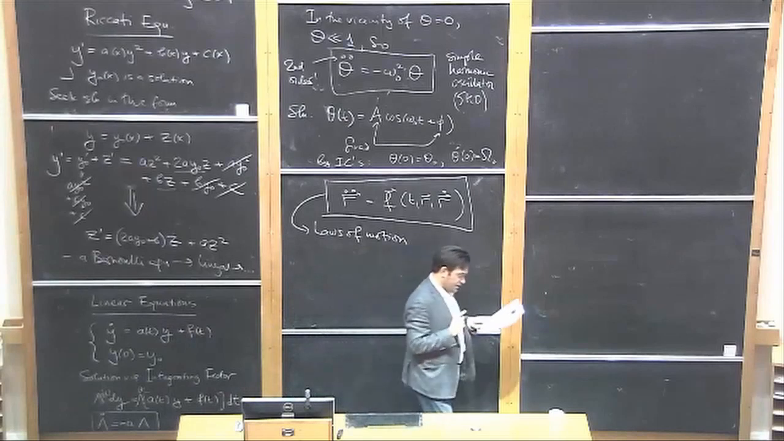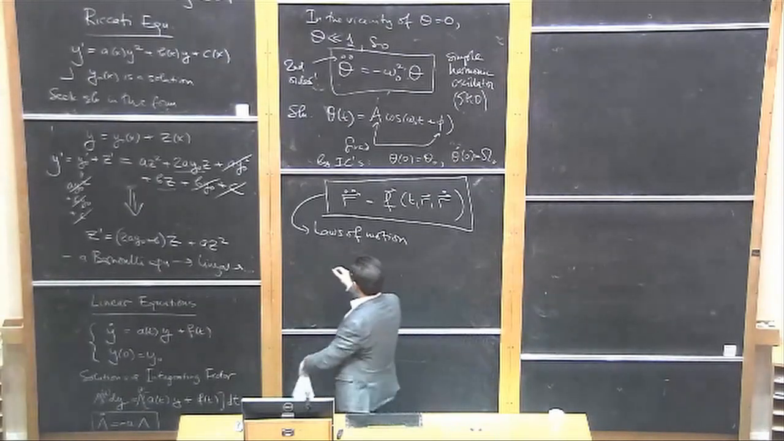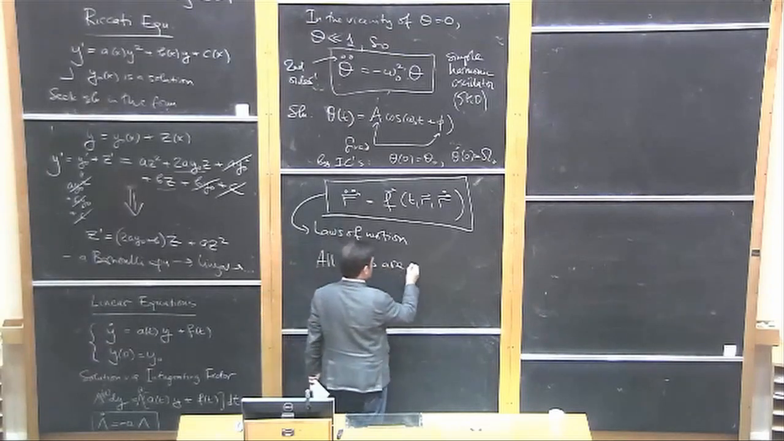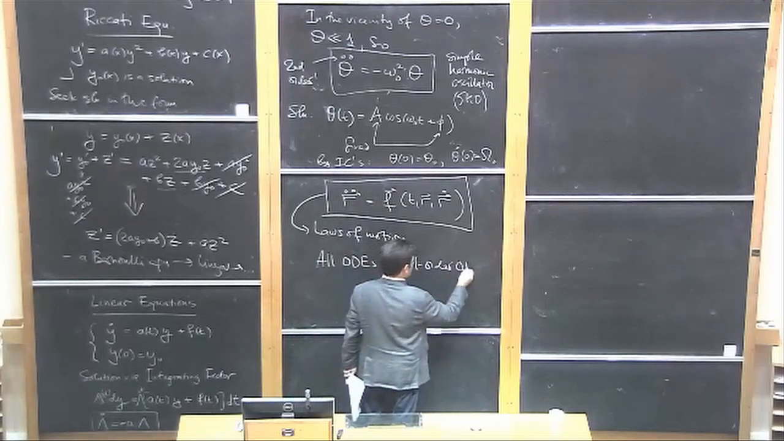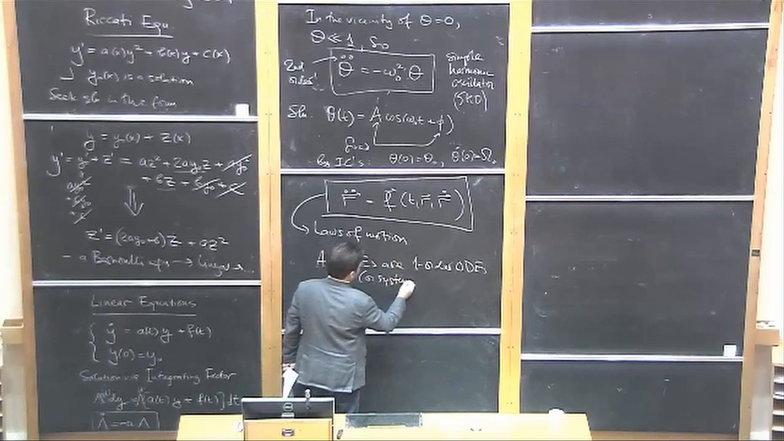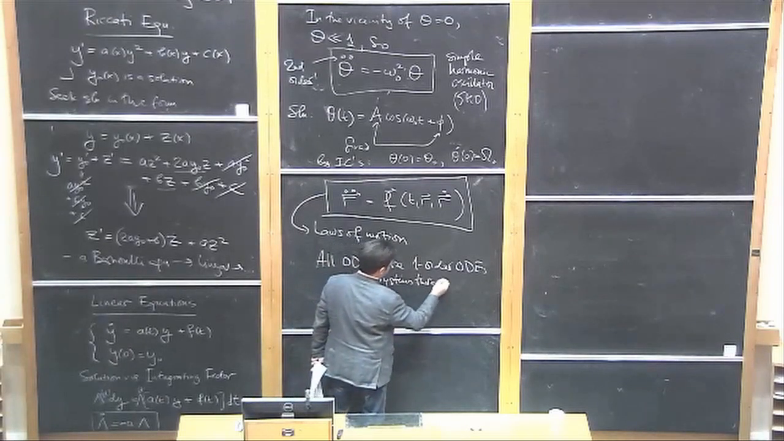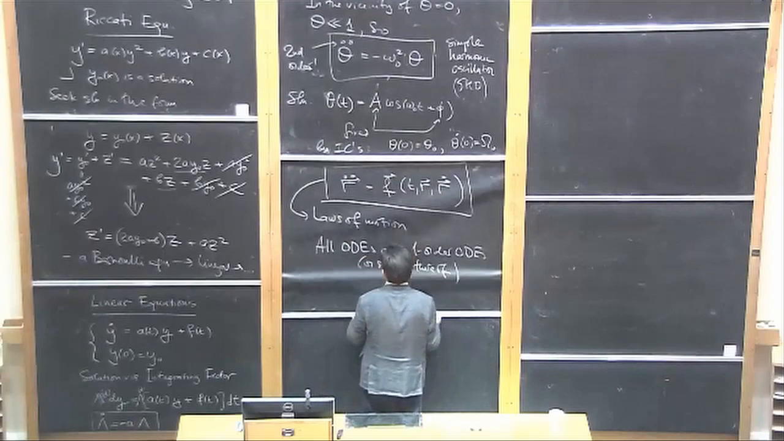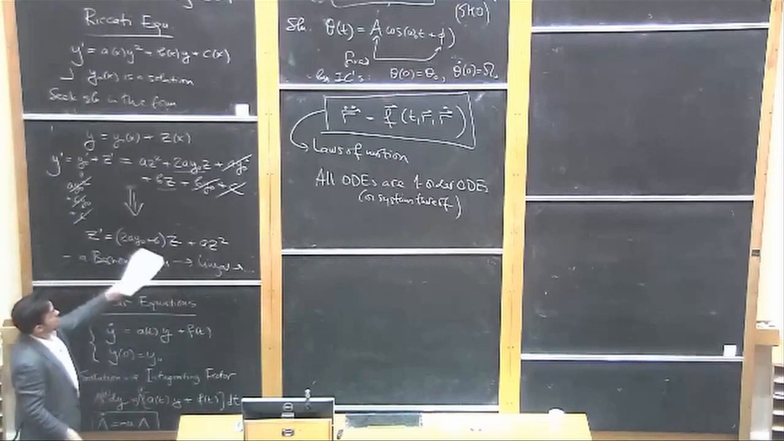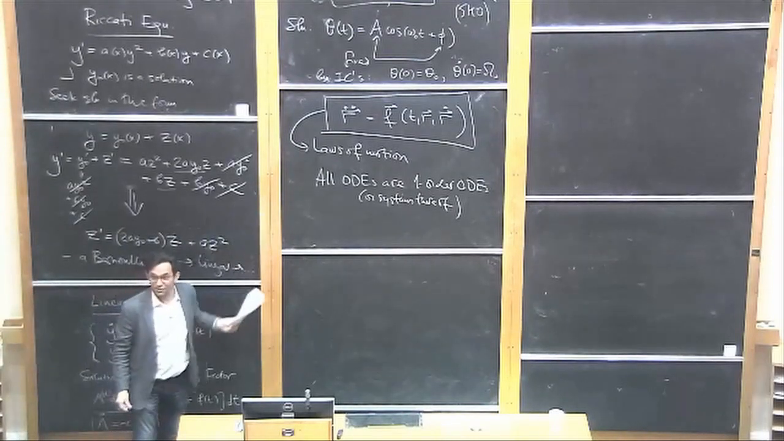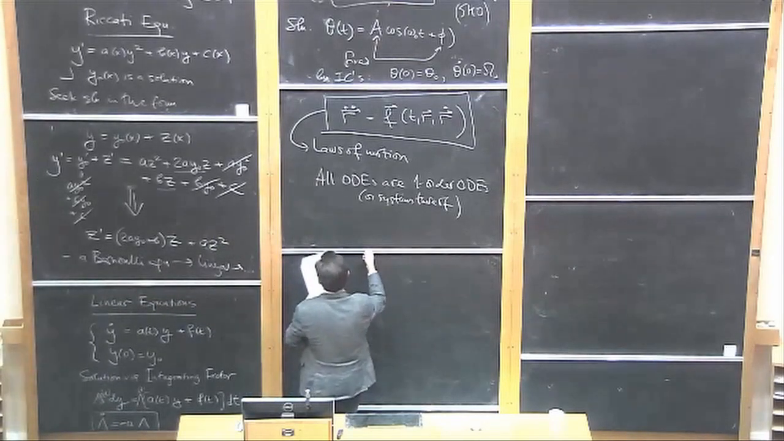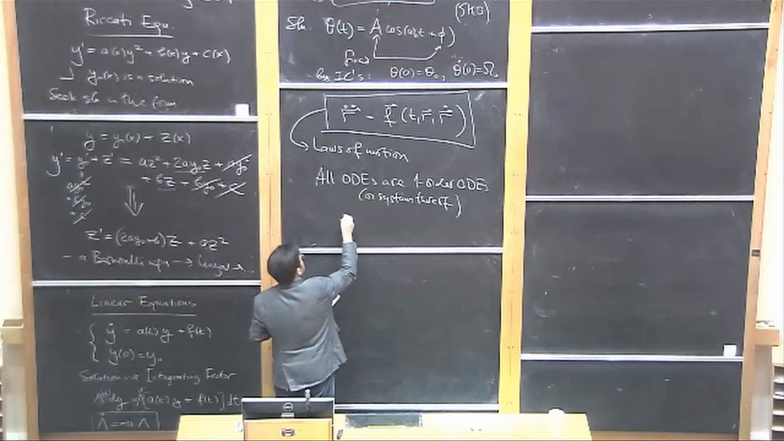But first, let me point out the following important thing. All ordinary differential equations are first order ordinary differential equations, or systems thereof. How can this be? You might say, how is a second order equation manifestly present on the board, and yet I say things like this. Well, this looks like a second order equation, but actually I could rewrite it like this.